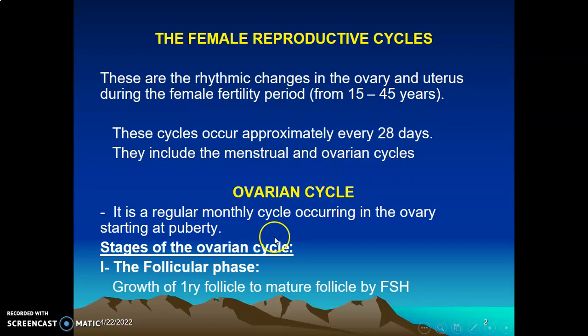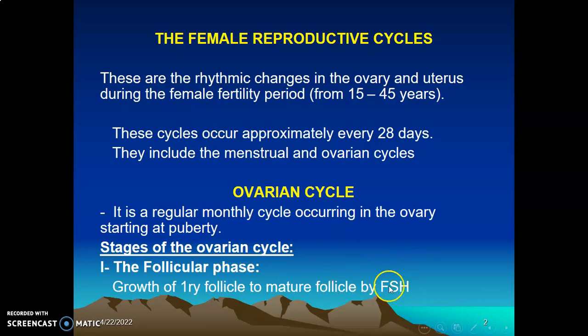Now, the ovarian cycle is usually regular. It's a monthly cycle that occurs in the ovary from puberty. You have three stages in the ovarian cycle. Number one is the follicular phase. So what happens in the follicular phase?